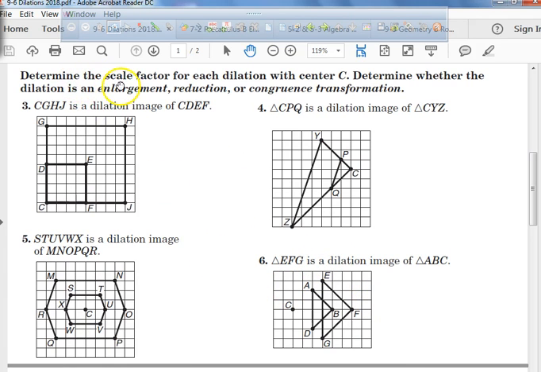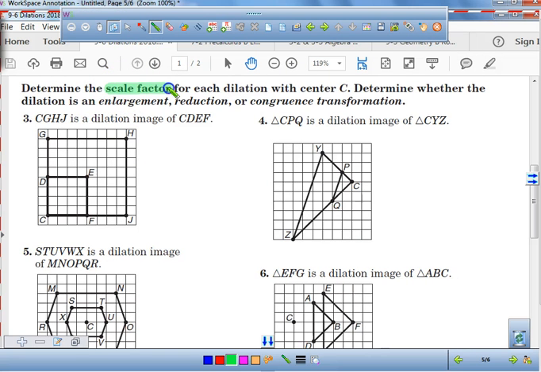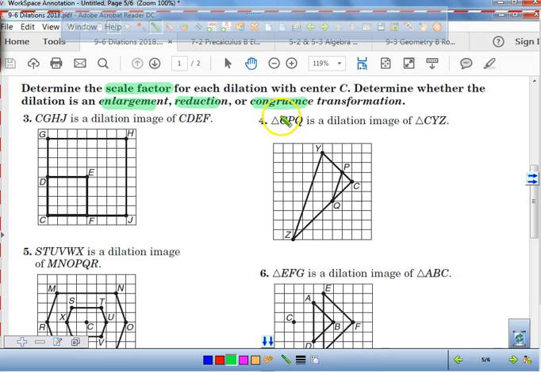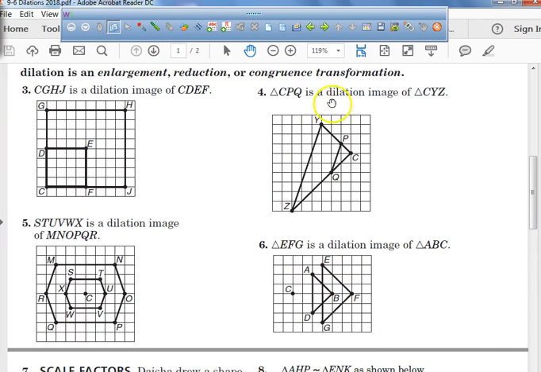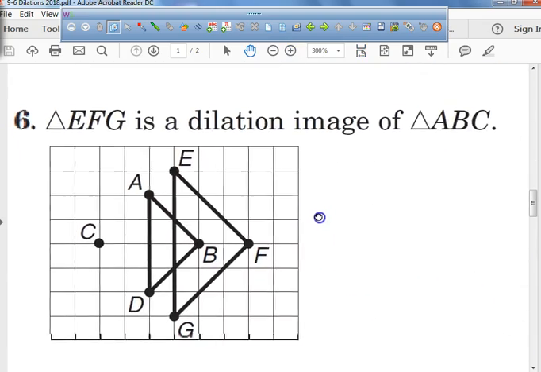It says, determine the scale factor. So one of the things you need to find is the what? Scale factor for each dilation. Determine whether the dilation is an enlargement, a reduction, or a congruent. By the way, none of these are going to be congruent. Okay? They're either getting bigger or they're getting smaller. So what we're going to do is find the scale factor, and say whether it's an enlargement or a reduction. So we're going to go ahead and zoom in on number 6 so you guys can clearly see the image.